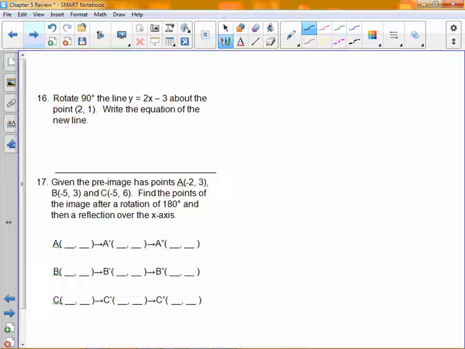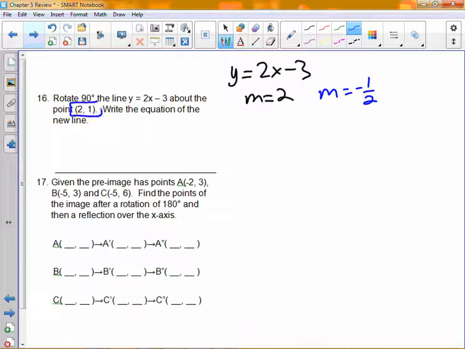All right, 16, it says, rotate 90 degrees, the line y equals 2x minus 3 about the point 2, 1, and write the equation of the new line. That's that whole worksheet we did that day, where we have a line of y equals 2x minus 3. Guys, if the equation of a line is y equals 2x minus 3, what is the slope of that line? Here's the slope of this line right here. 2. Okay? So if the slope of this line is 2, what is the slope of the line perpendicular to it? Very good. -1/2. So now what I want to do is find the equation of the line that has a slope of -1/2 and goes through the point 2, 1.